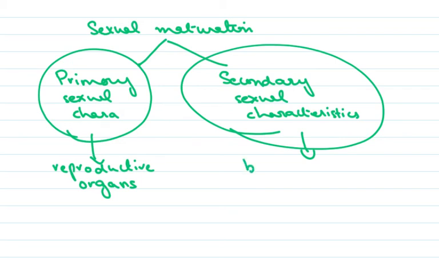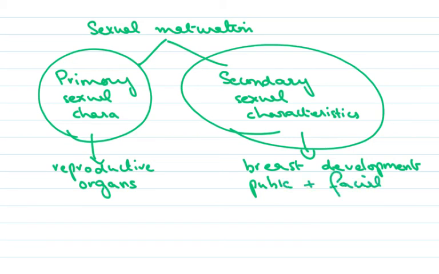So, for example, these are breast development in girls, even though you do see that in young boys as well, because they do have the hormone estrogen present in their bodies as well. So you have breast development in females, and you have the appearance of, for example, pubic and facial hair, and underarm hair in both of the sexes. So that's something that we call secondary sexual characteristics.